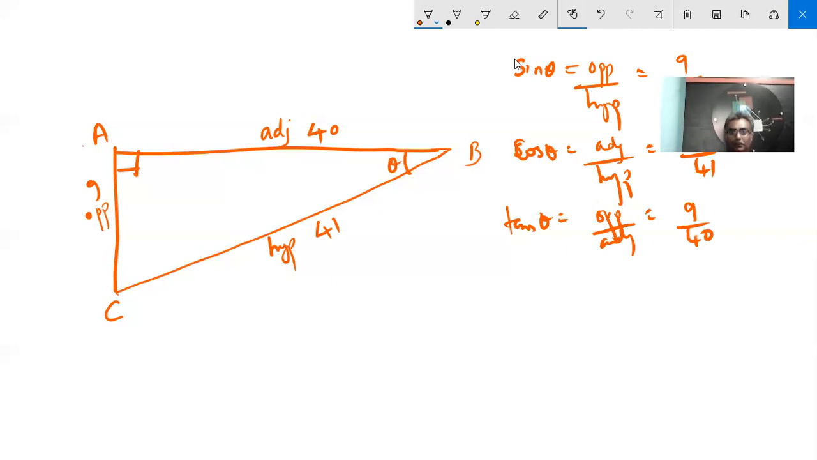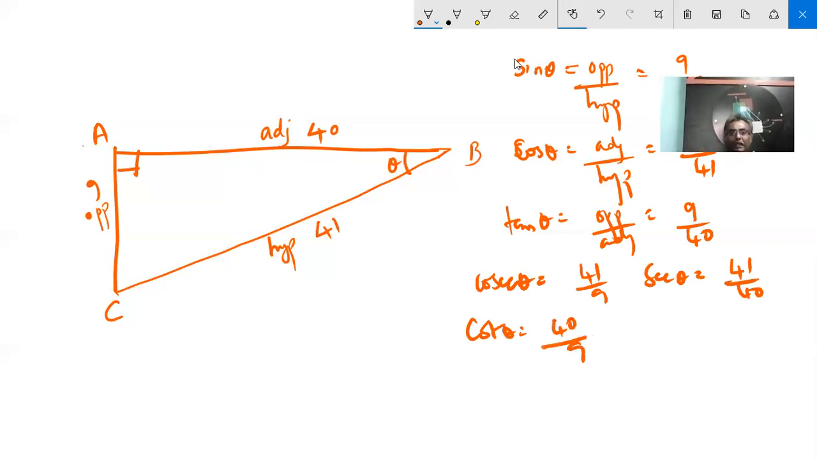Now the converse. First thing is cosecant theta. Now you can easily say, may not calculate now. Cosecant theta is 41 by 9. And secant theta is 41 by 40. Very good. Cot theta is 40 by 9. Simple matter over. Any issues with that? Straightforward problem. Once you understood the straightforward problem, then only we can do all the other problems. Okay? Yes, uncle.